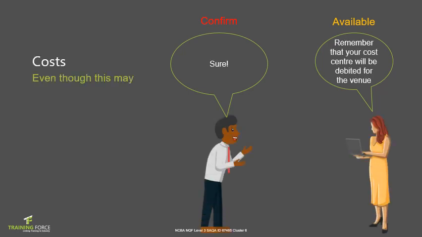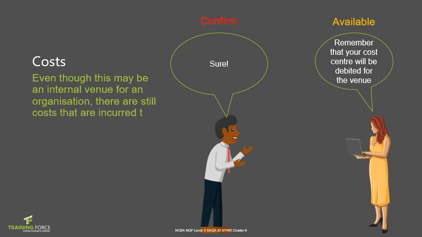Let's just clarify the cost part. Even though this may be an internal venue for an organization, there are still costs that are incurred to hire the venue. The venue is cleaned by maybe that floor's cleaning staff, who need to get paid a salary. The procedure might state that for all meetings in an organization, water, tea, coffee, and eats should be supplied throughout the day. This is all money. These costs will be virtual through the monetary system by deducting from the specific department's budget.